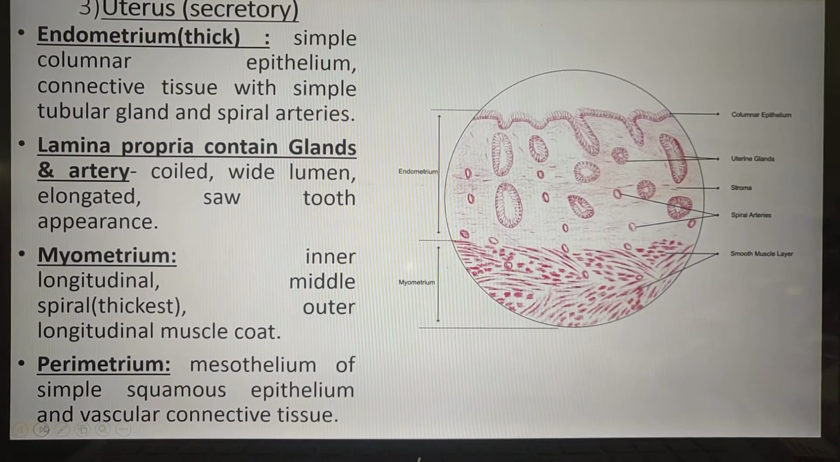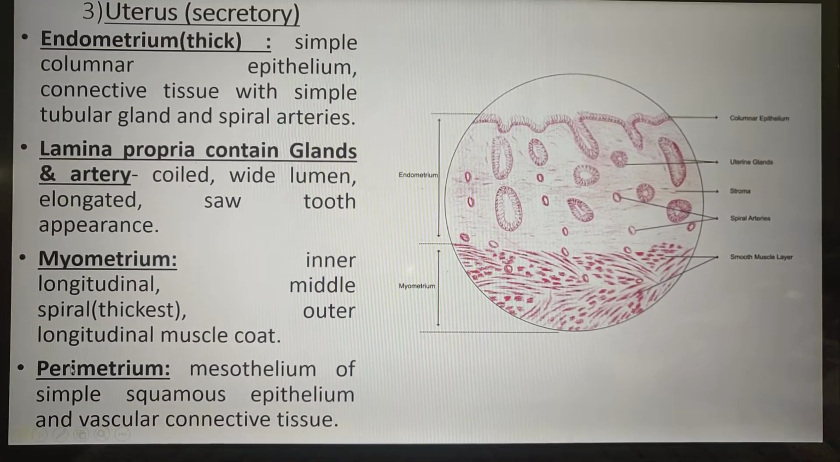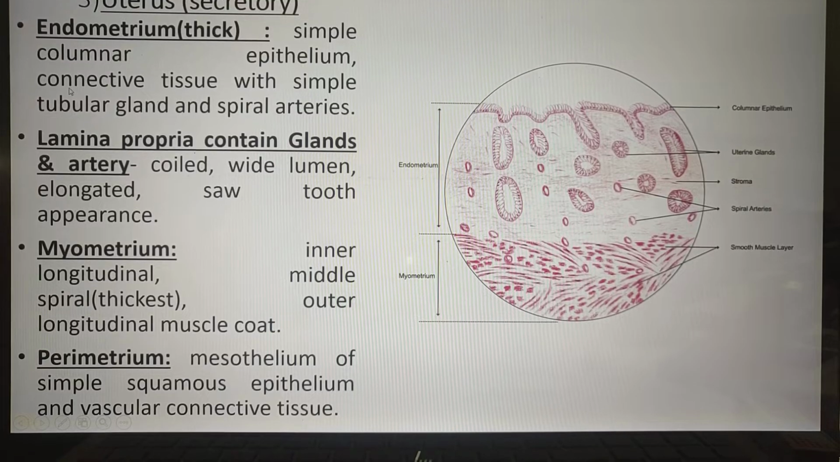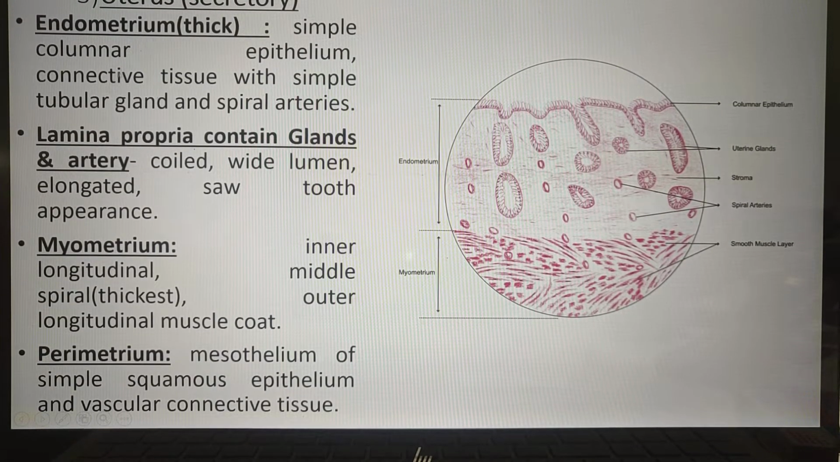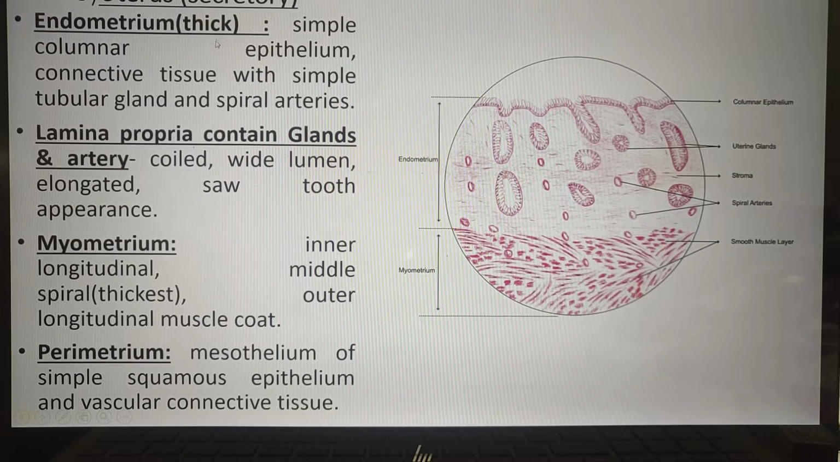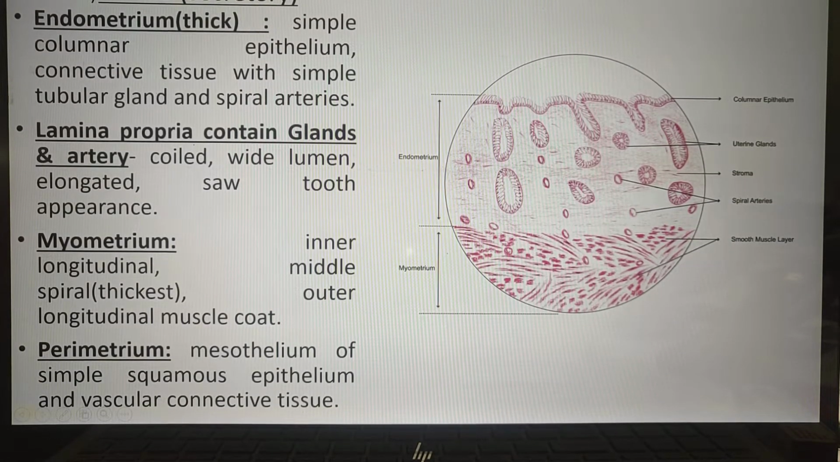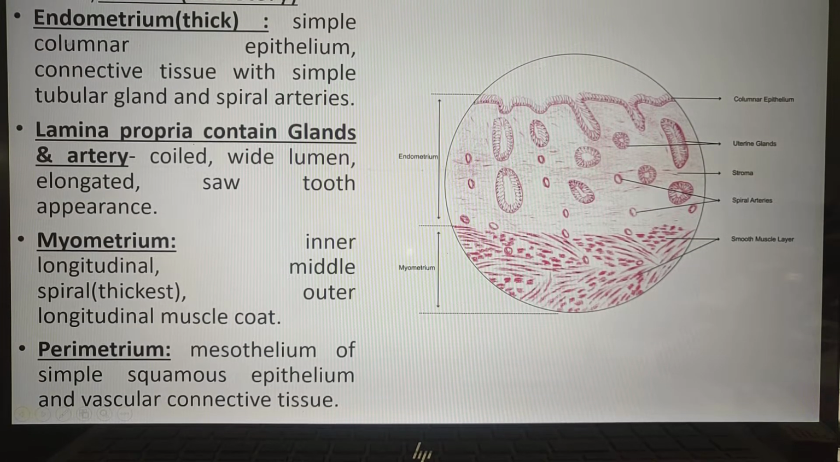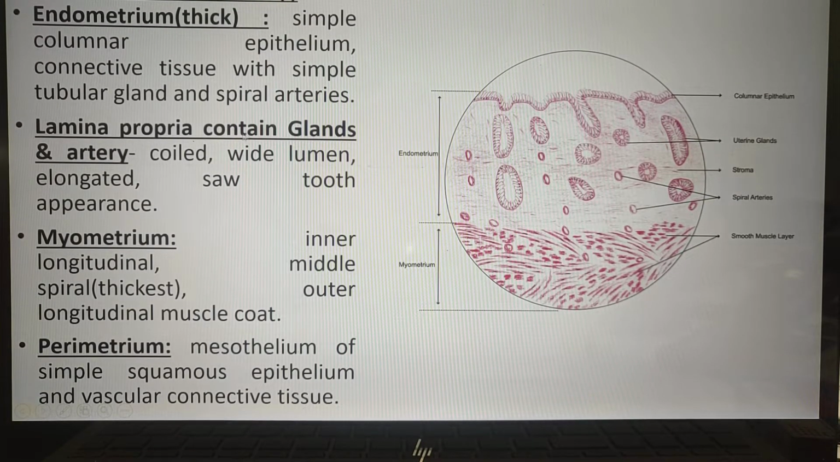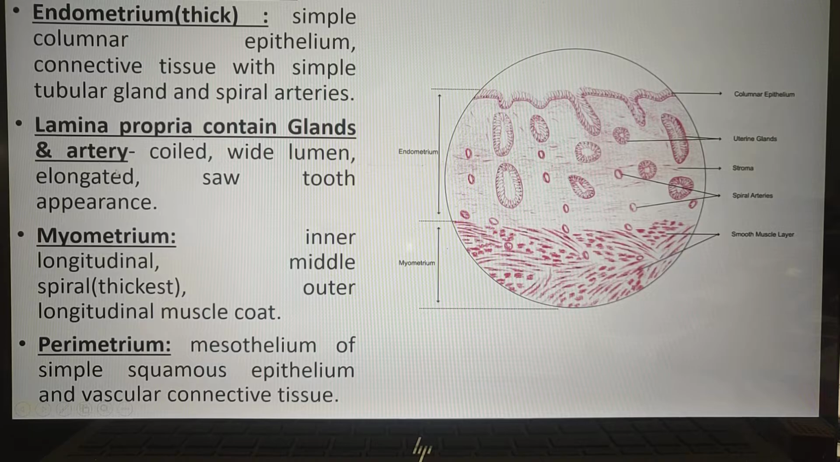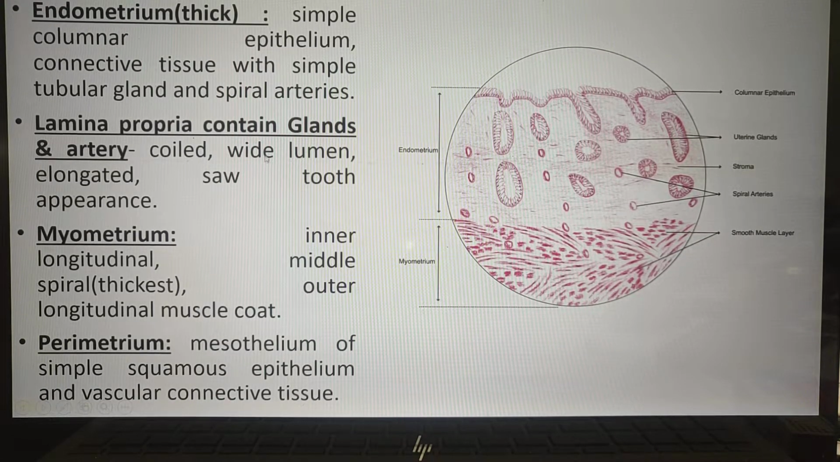The uterus has two stages, secretory and proliferative. There are basically three layers: endometrium, myometrium and perimetrium. The endometrium is thick and lined by simple columnar epithelium, with connective tissue containing simple tubular glands and spiral arteries. The lamina propria contains the glands and arteries. The glands are coiled with a wide lumen, elongated, with a sawtooth appearance.